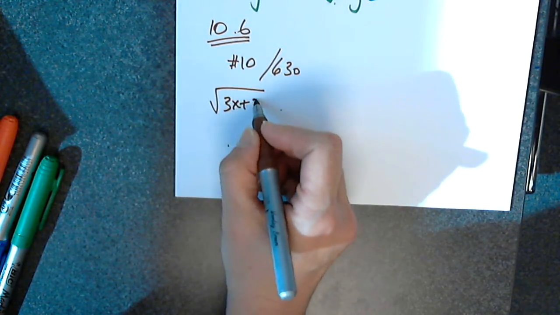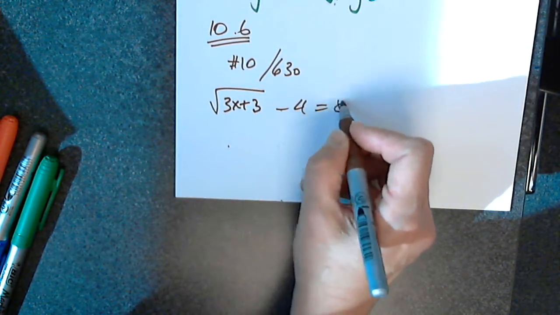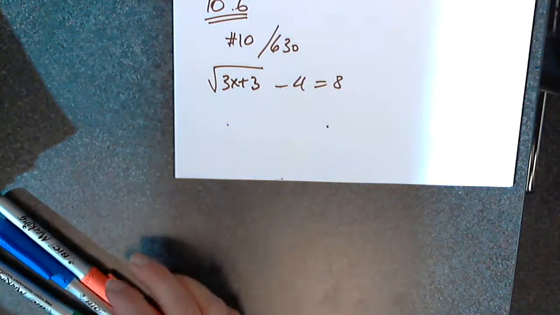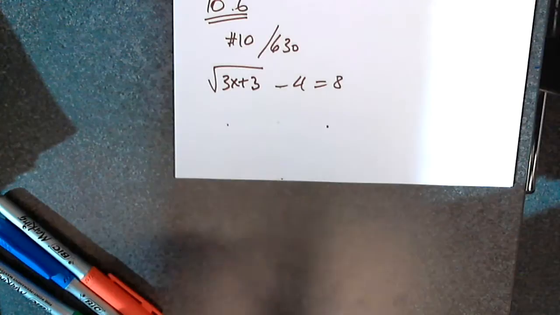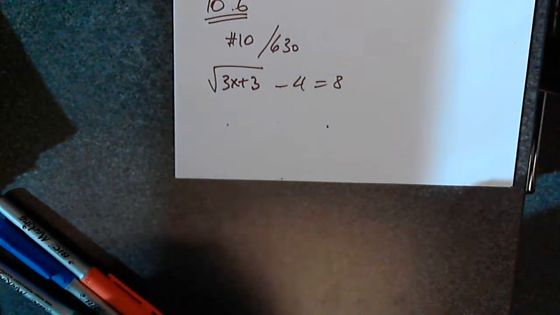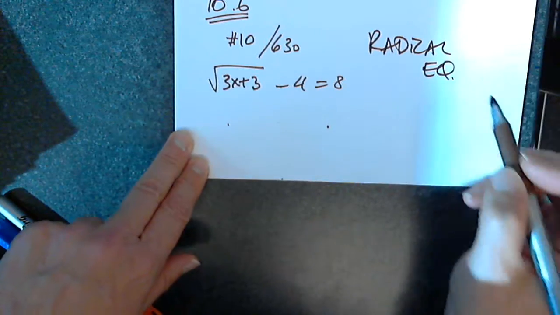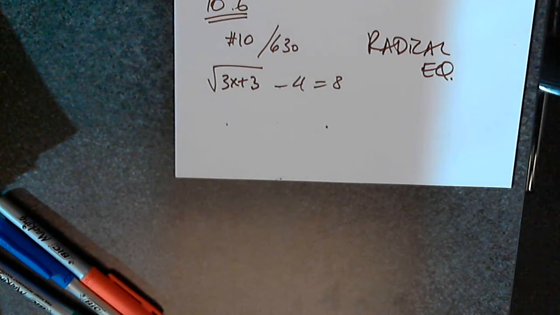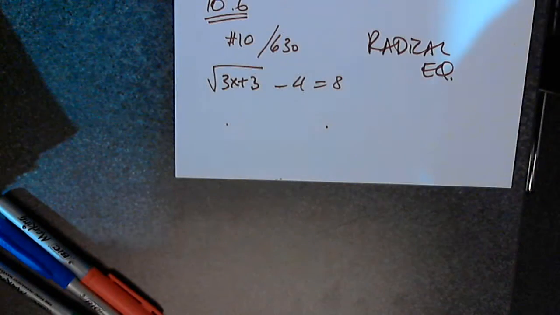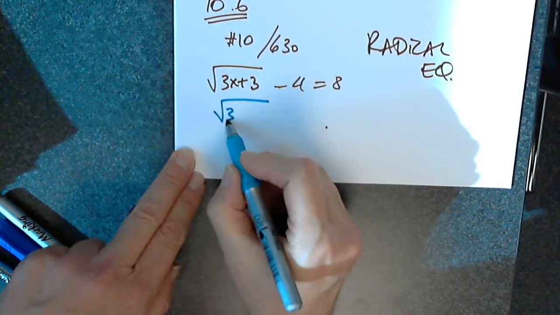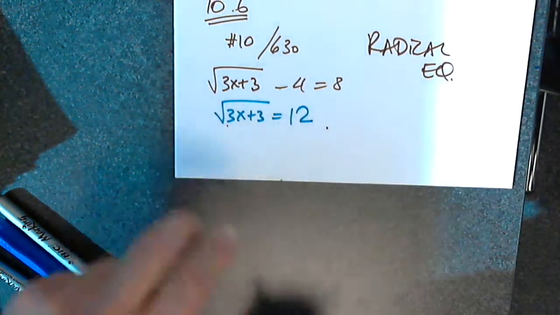The square root of 3x plus 3 minus 4 equals 8. Now, the first thing I have to make sure of any time I solve is, what type of equation is this, first of all? It's a radical equation, of course. So the first thing I have to do is isolate the radical, always. In order to isolate the radical, what should I do? Add 4 to both sides. So then I have the square root of 3x plus 3 equals 12.